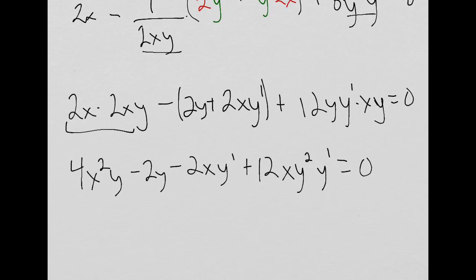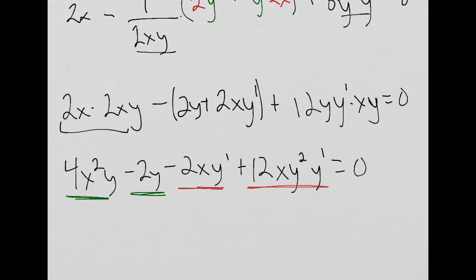So from here, I'm running out of space. You can see that I underlined a couple terms here. I've got in green, I have the terms that do not have y primes. And then in red, I've got my terms with y prime. So what I'm going to do is group these on the left side of an equation, and then throw these guys over to the right side of an equation.